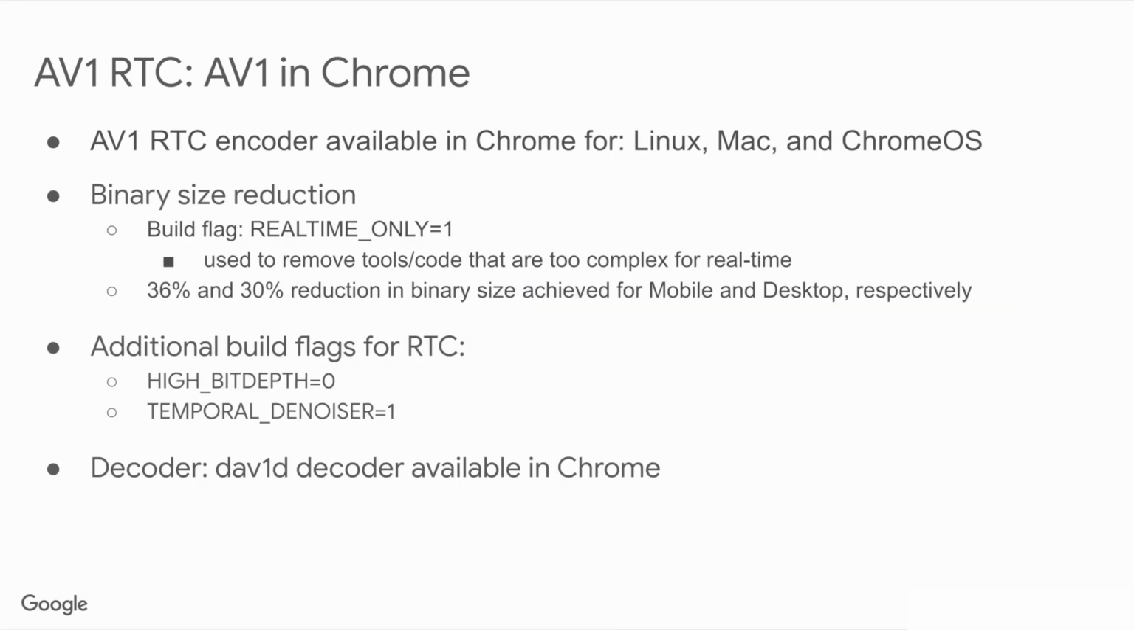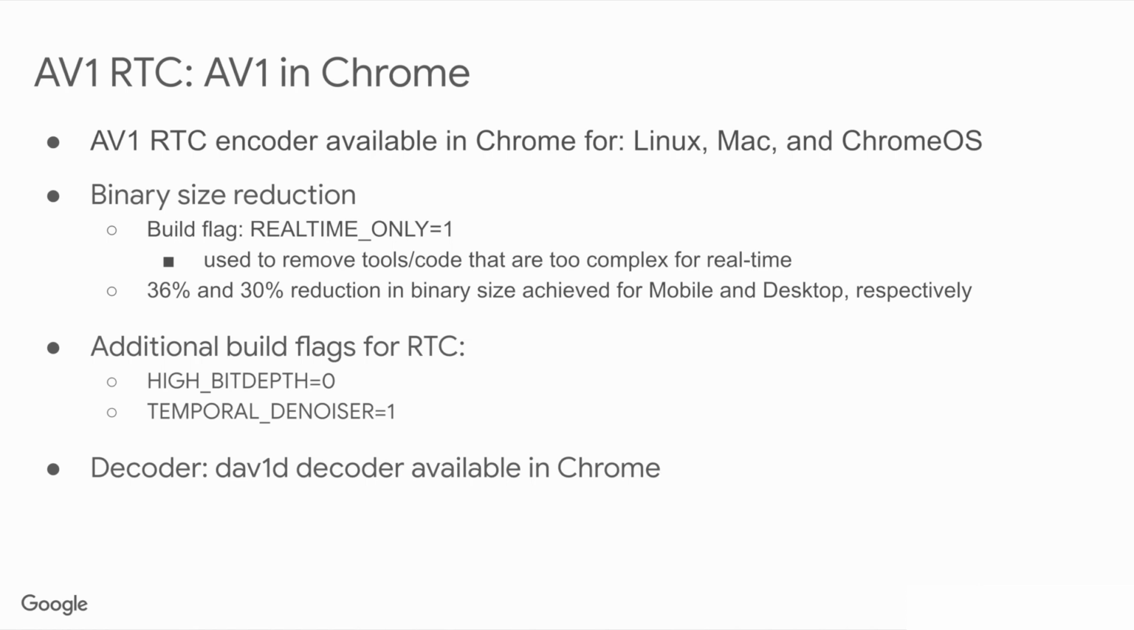Just a few more points about AV1 in Chrome. The RTC encoder is available in Chrome for Linux, Macs, and Chrome OS. A lot of work went into reducing the binary size to get it in. So as I mentioned, there's a build flag called real-time only, and this is used to remove complex tools and code that are not needed for real-time. So we had some big reductions in binary size with that flag that were needed for the mobile and the desktop.